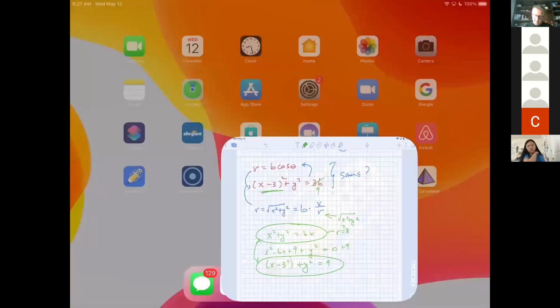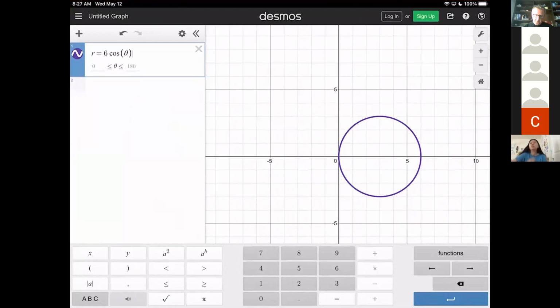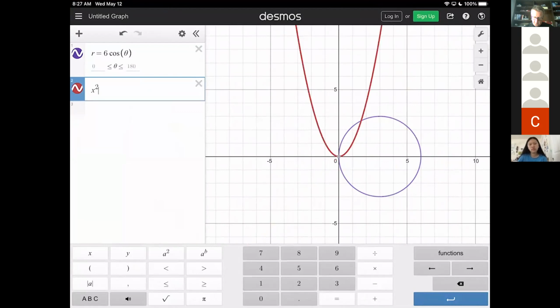Just to give you a second to think about that, let's go over here and we'll graph the first one. I had x squared plus y squared equals 6x. Look at that, same exact thing. So I was done right there. If somebody said convert that graph r equals 6 cosine of theta to rectangular, your goal is just to keep getting rid of r's and thetas until you just have x's and y's. Once you've done that, mission accomplished.